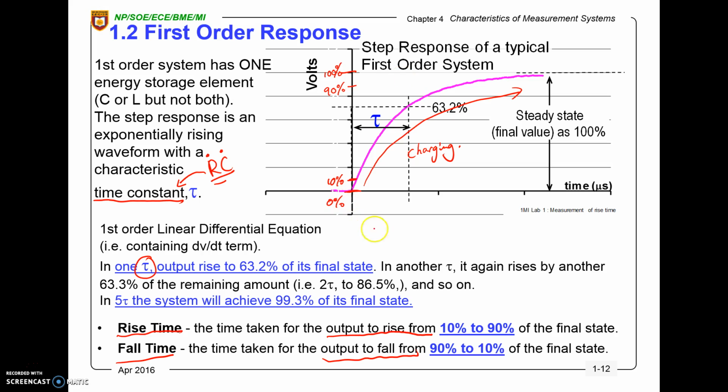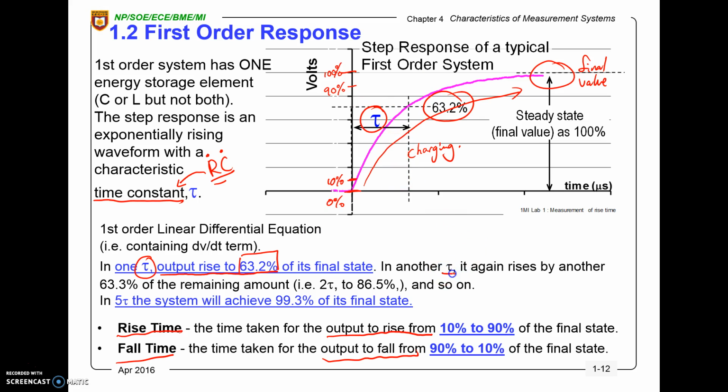In one time constant, it is the time taken for the output to rise to 63.2% of its final value, which means we have to find the final value first. Then we calculate 63.2% of the final value. So if the final value is 100%, you find the 63.2%. This is the magical number that you have to remember, and that would be for one time constant.